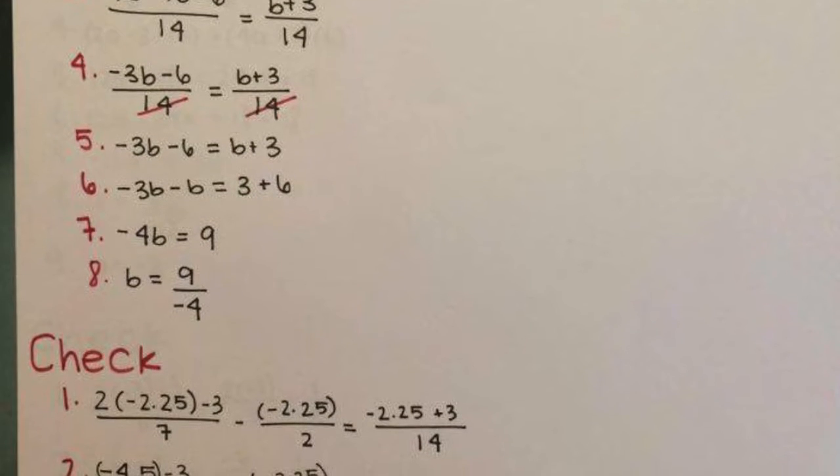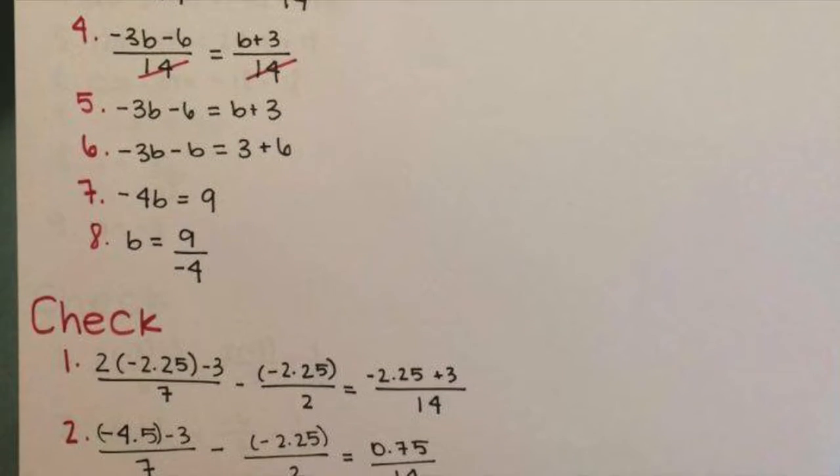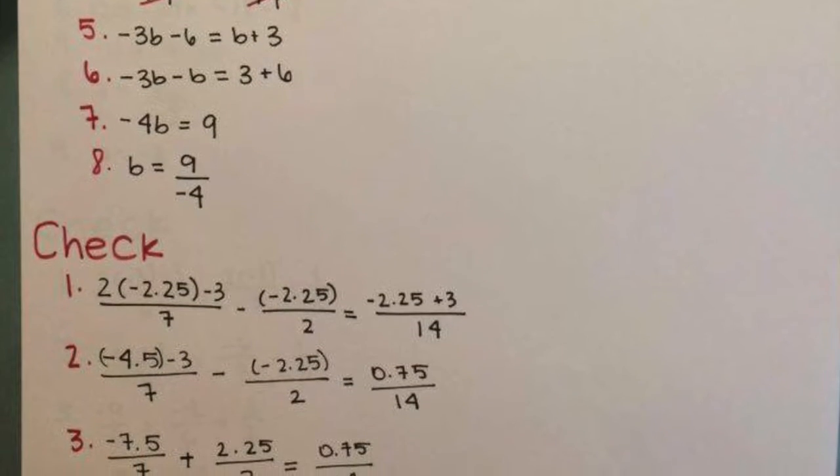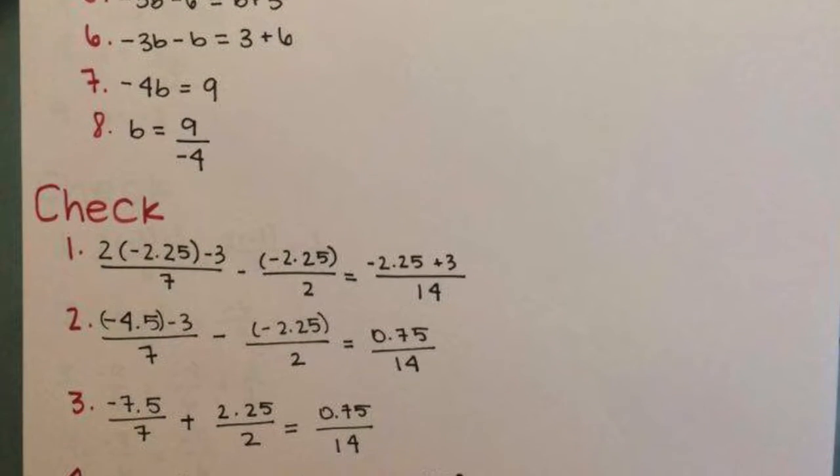Step 4. Simplify the denominators because they are the same in both sides. Step 5. Combine the like terms. And step 6. Isolate the variable.